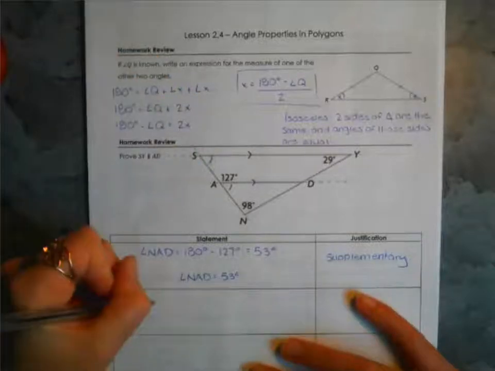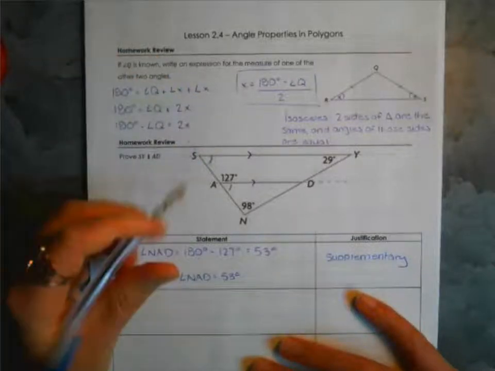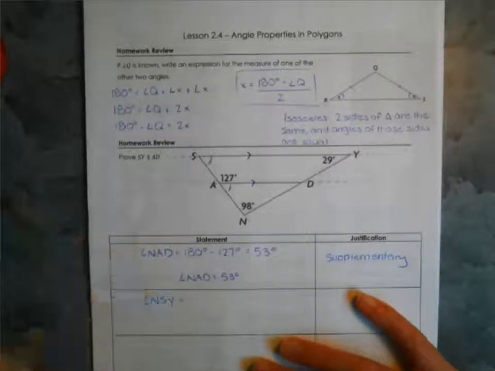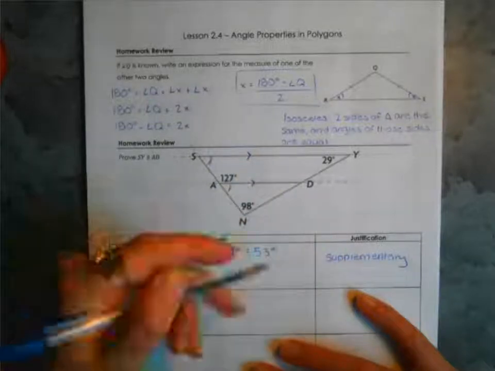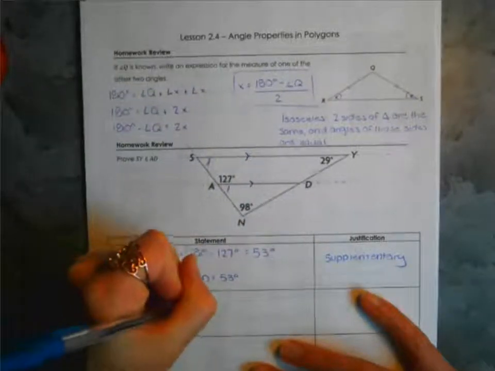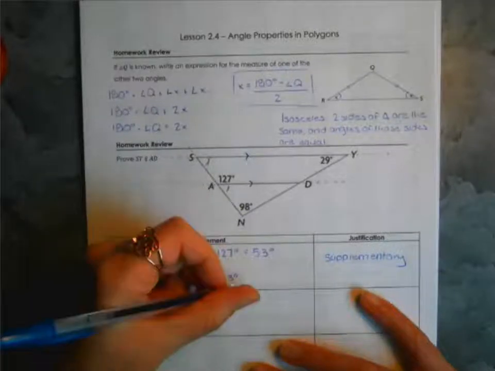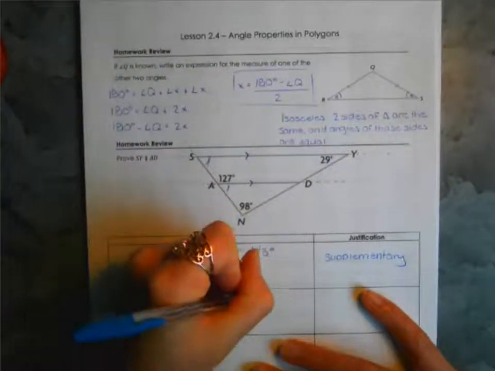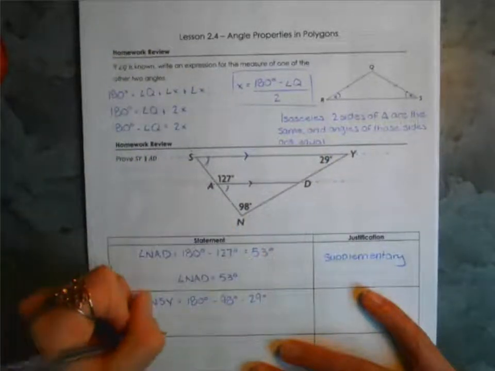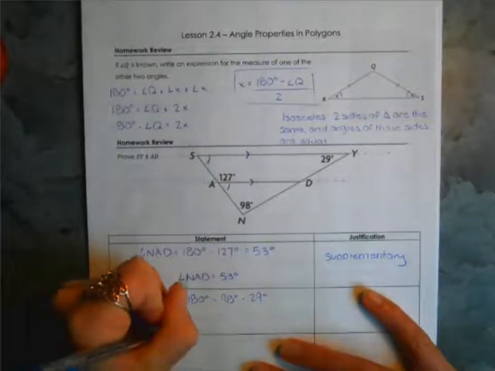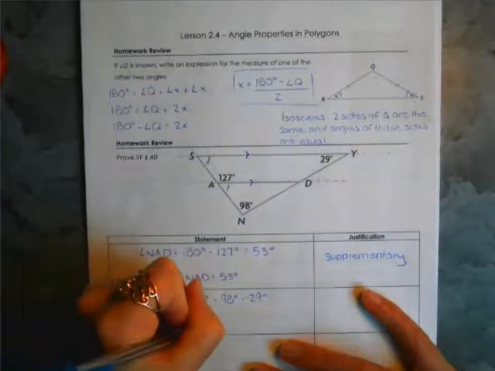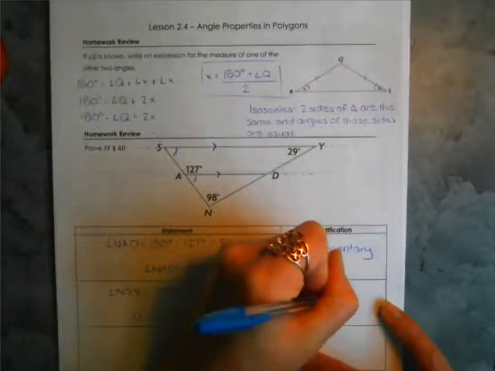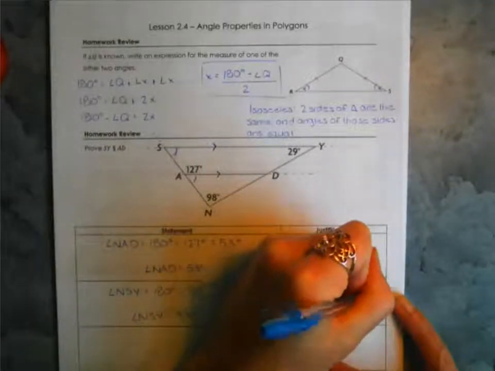Okay, so we can say angle NSY is going to be equal to, now remember this is looking at the sum of the triangles, so it's going to be 180 degrees for all three angles, minus the two ones that we already know, 98 degrees and 29 degrees. And so that's going to be angle NSY is also 53 degrees. And our justification for that is angles in triangle equal 180 degrees.